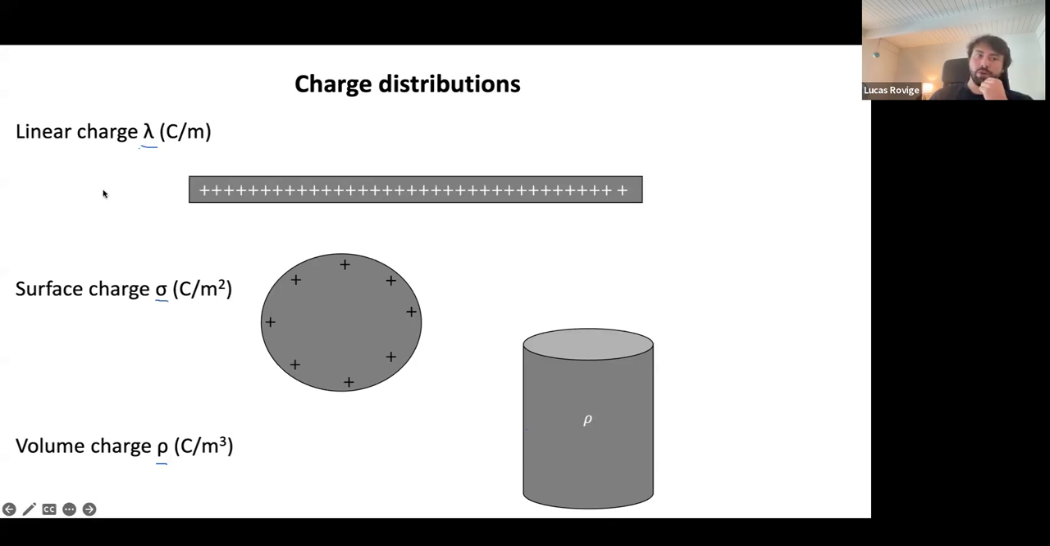And so, these three can represent the same thing, just depending on the geometry that's changing. If it's a 1D collection of charge, we call it lambda. If it's a 2D collection of charge, we call it sigma. And if it's a 3D distribution of charge, we call it rho. But it's always charge density, just the dimension is changing between the three.